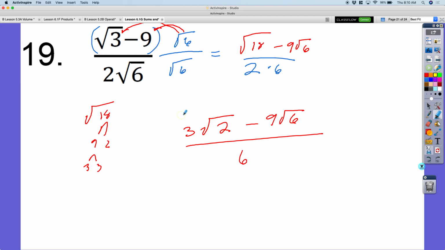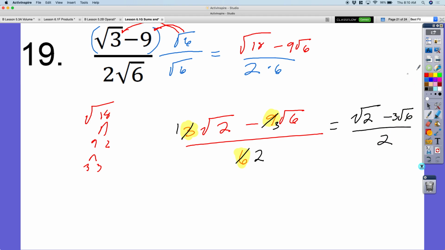Now, really important, guys: when there's a subtraction or addition sign, you want to look at the coefficients, all my whole numbers, and see, are they all divisible by the same number? Meaning, can I reduce all of those numbers by the same number? And in this instance, we can. That number is 3. 3 divided by 3 is 1. 9 divided by 3 is 3. And 6 divided by 3 is 2. Therefore, I would have a final answer of square root 2 minus 3 square root 6 all over 2. Must be simplified.